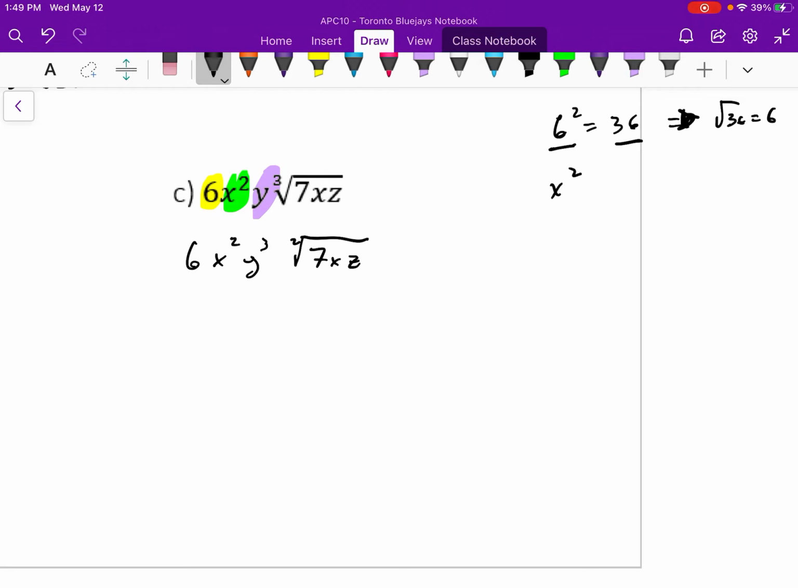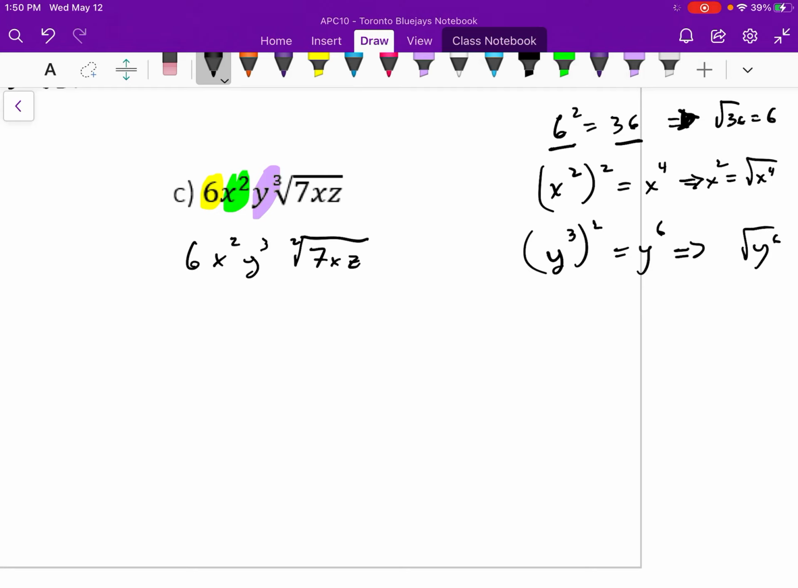Fair enough. Now x squared squared is equal to x to the power of 4. So this implies that the square root of x to the power of 4 is equal to x squared. So instead of writing x squared, I could write the square root of x to the power of 4. Now y cubed squared is equal to y to the power of 6. So this implies that the square root of y to the power of 6 is actually y cubed.